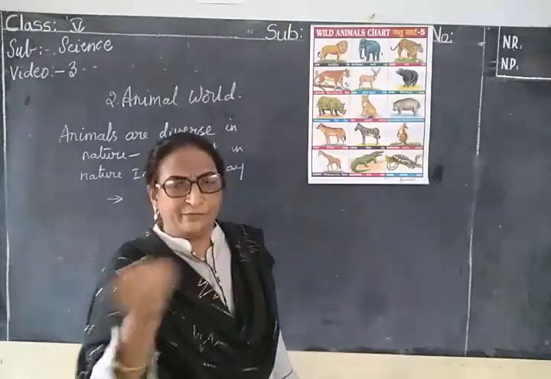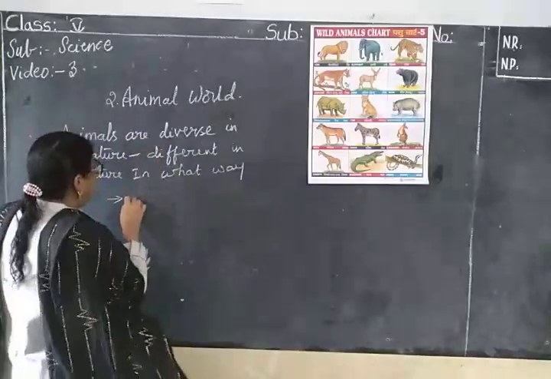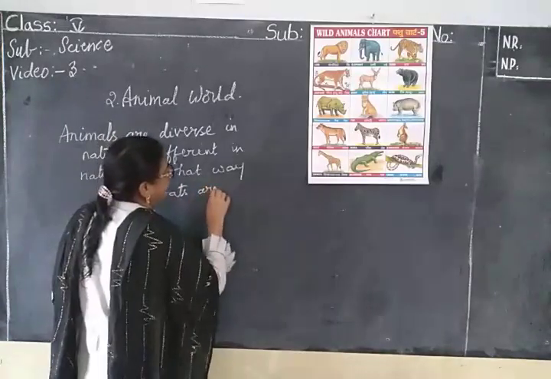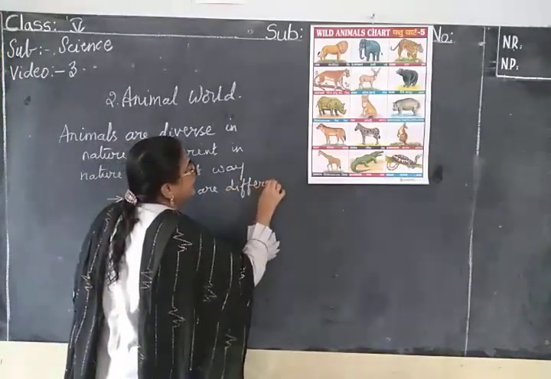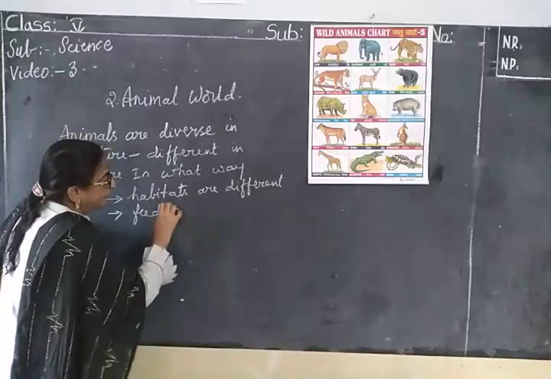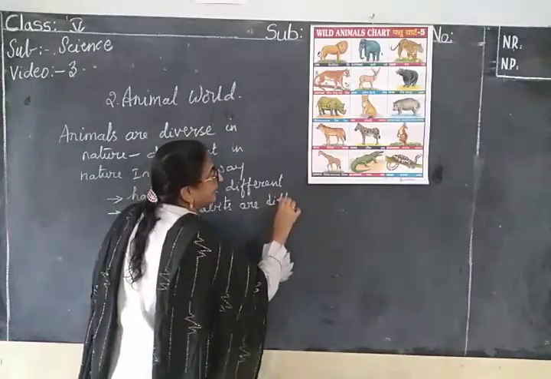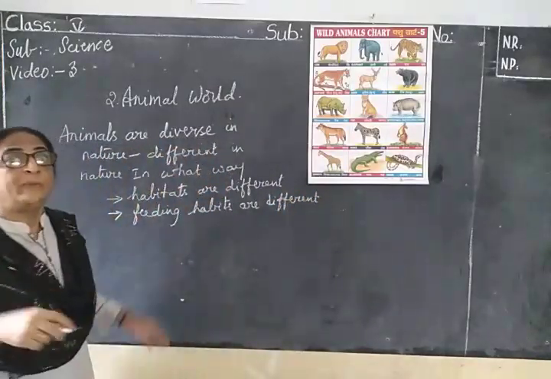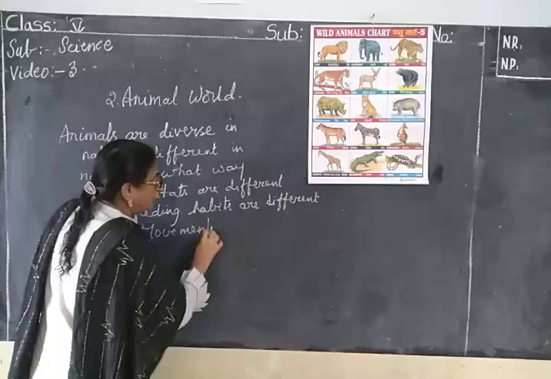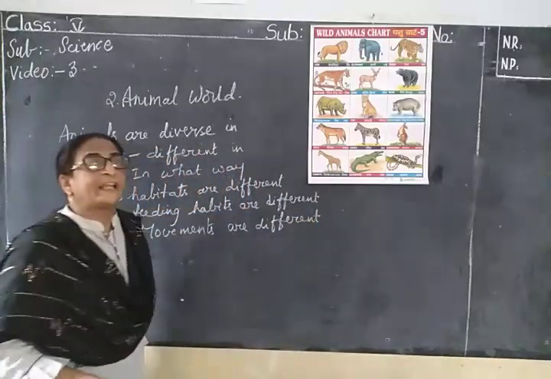You find animals around everywhere on earth, isn't it? But they are diverse in nature, different in nature. In what way? They have different habitats. Their feeding habits are different. Even their movements are different. In this way, they show different characteristics, isn't it?